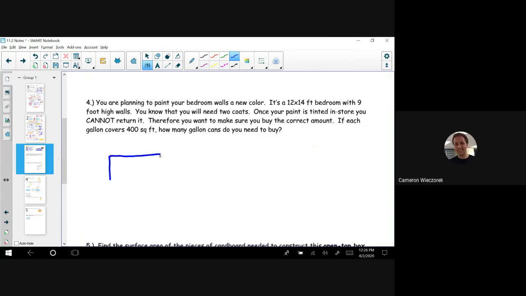I'm going to start by drawing a rectangle as best I can. And then what I'm going to do is draw another one, and you could either draw it kind of up in the left or up in the right.